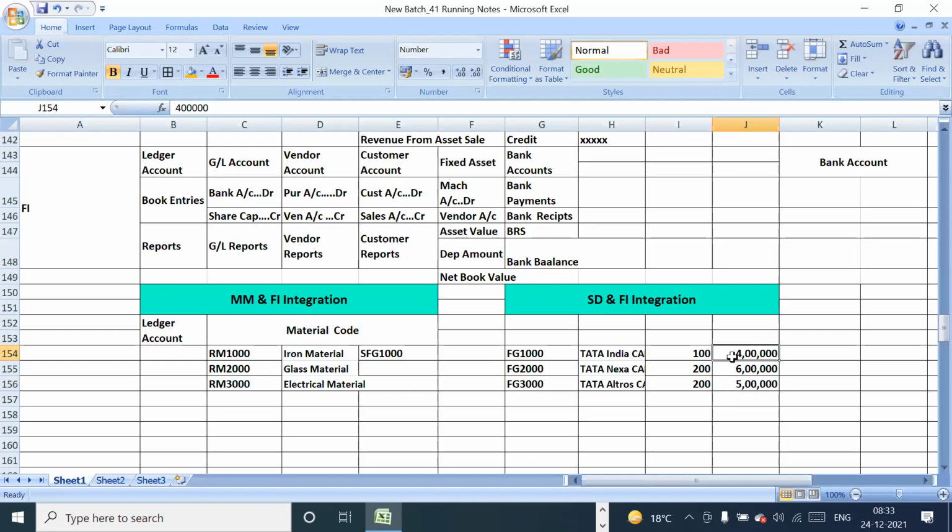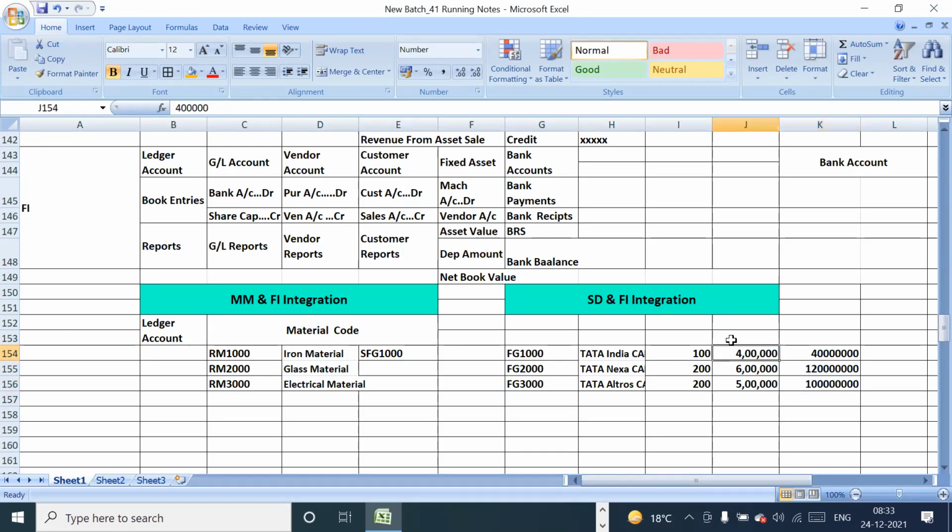So 100 quantity is the Tata Indica, and what is the manufacturing cost? 4 lakhs. Then we come to know what the stock value is: 4 crore. Okay, so we come to know the closing stock for the Tata Indica cars. And similarly for this, we can see what the stock value is.